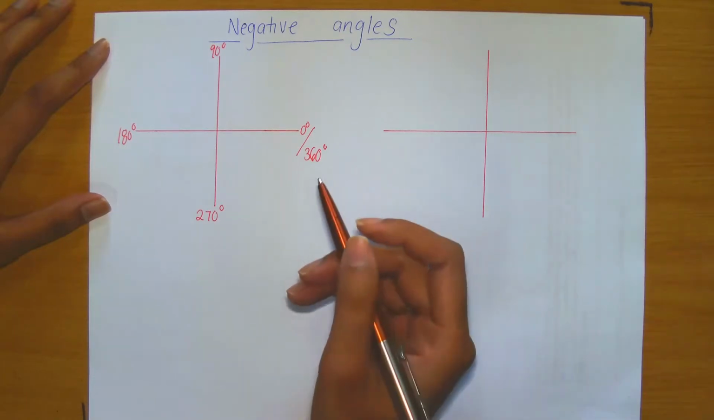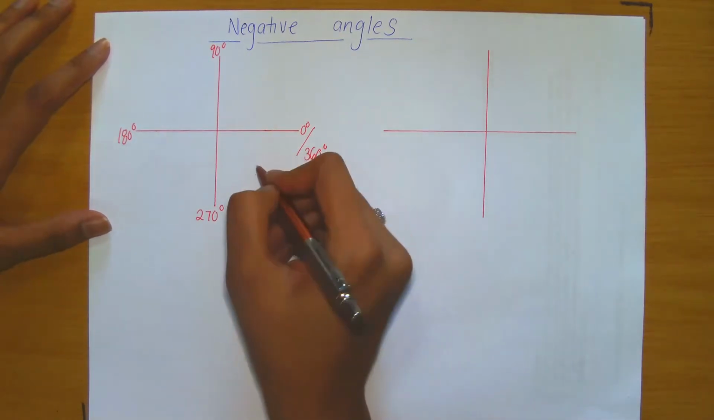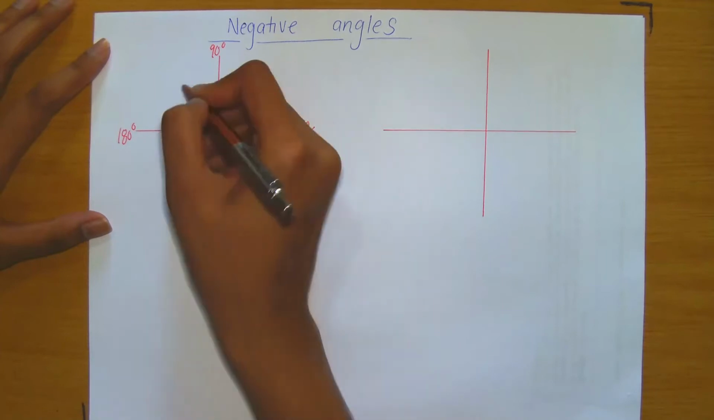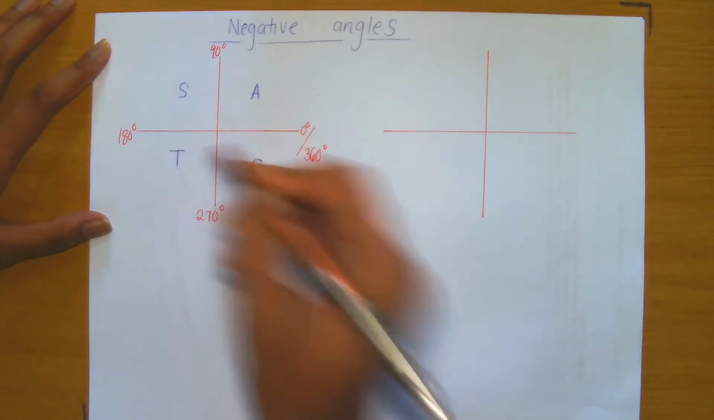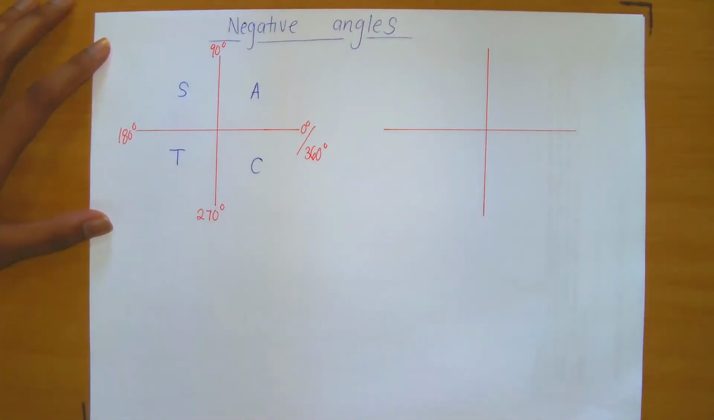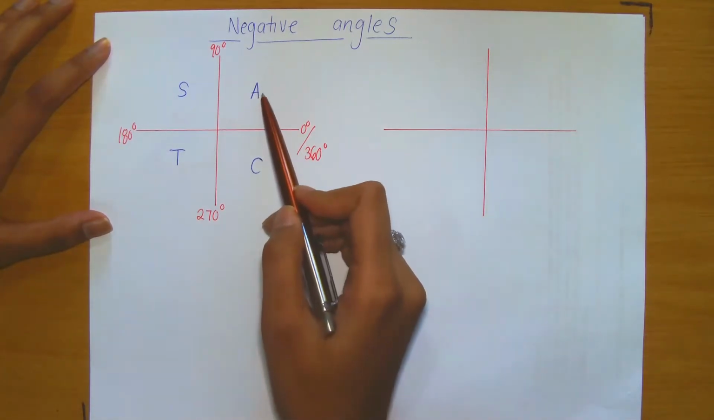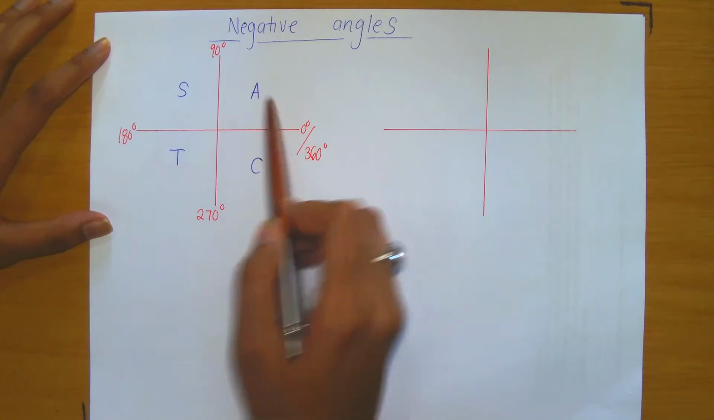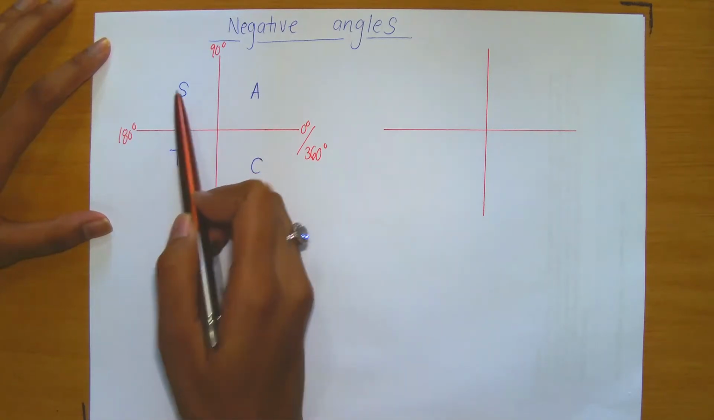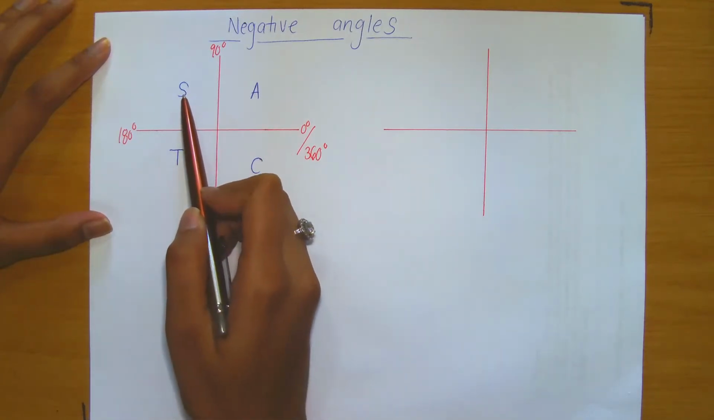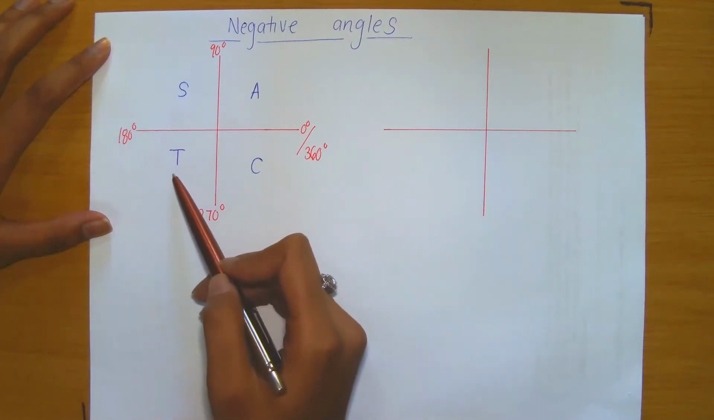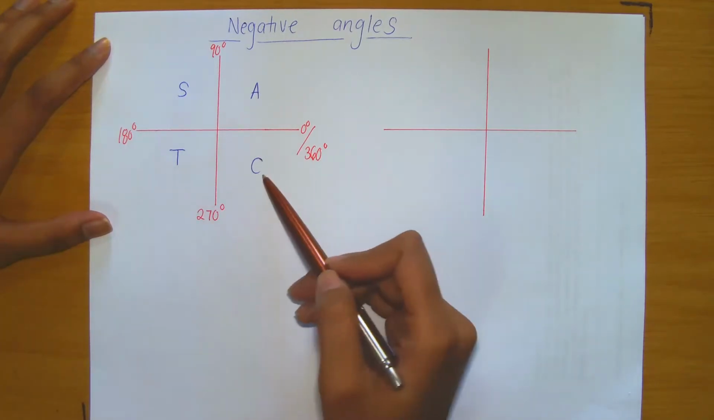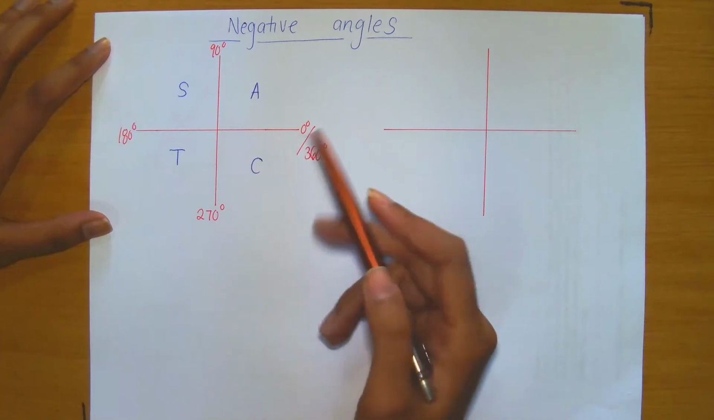Remember that in the previous lecture, we discussed the CAST diagram, C-A-S-T, and essentially what this diagram tells you is that in the first quadrant all trig ratios are positive. In the second quadrant only sine, the ratios for sine, are positive. In the third quadrant only tan is positive, and in the fourth only cos.